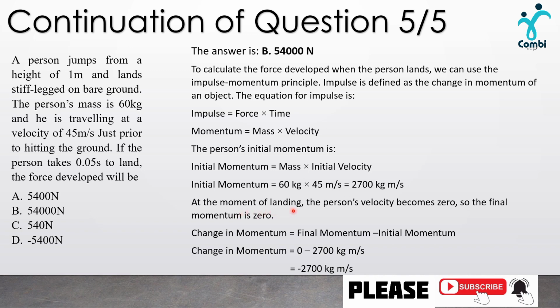Now, at the moment of landing, the person's velocity becomes zero, right? When he lands, his velocity becomes zero, so the final momentum is zero. His final momentum is his mass times his final velocity, and if his final velocity is zero, then 60 times zero gives you zero. Now, the change in momentum is the final momentum minus the initial momentum. What is the change in momentum when we're working with numbers? We know our final momentum is zero and our initial momentum is what?